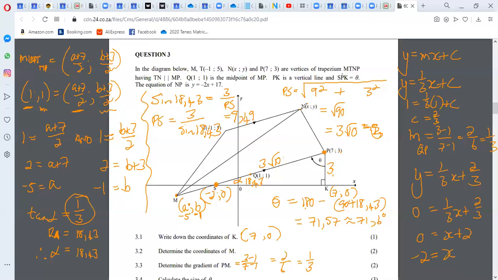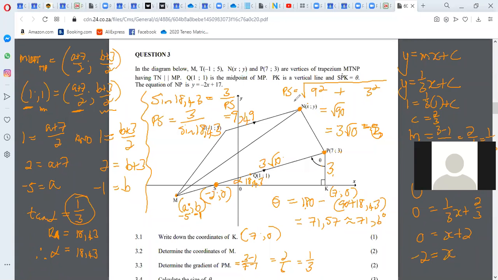Right, then the next one they want is the coordinates of N. And N is the intersection of this line and that line, or that line and that line, or this line and this line. Okay? It's the intersection. Now, you don't really know anything about this line. But do we know anything about this line? This has the same gradient, right? So we can find the equation of this line.